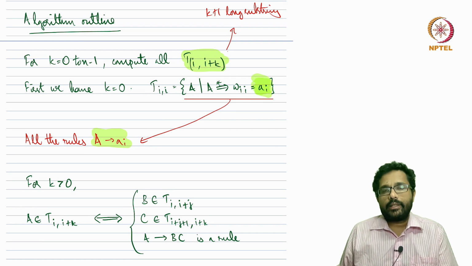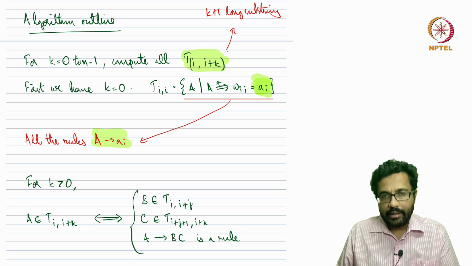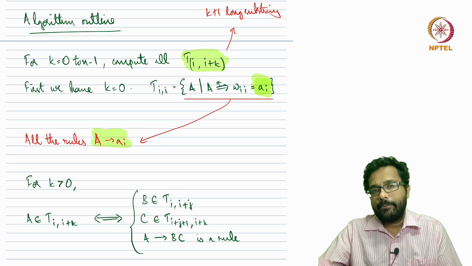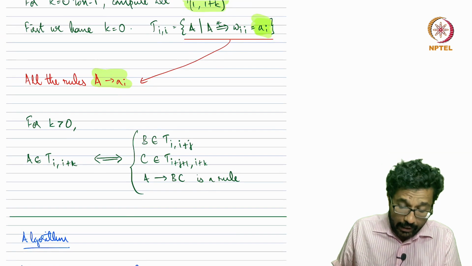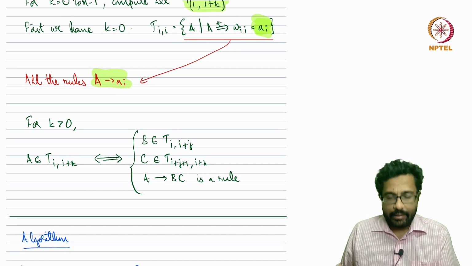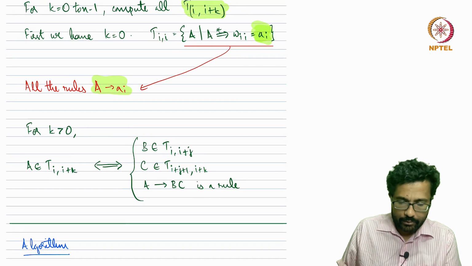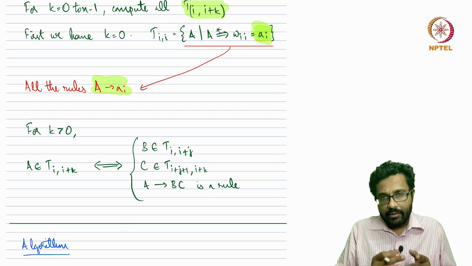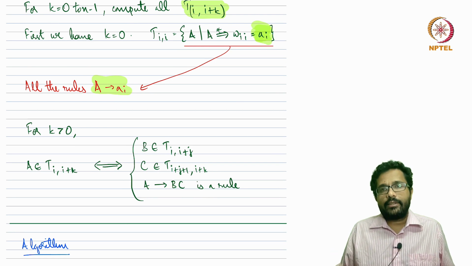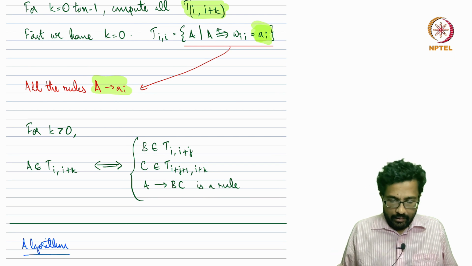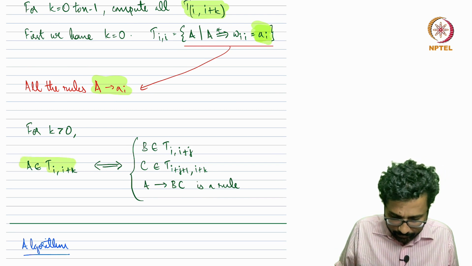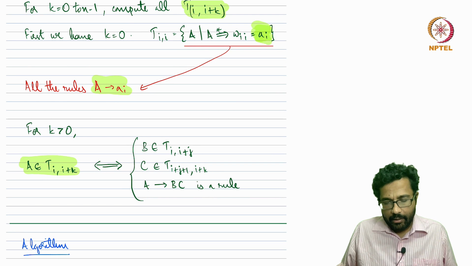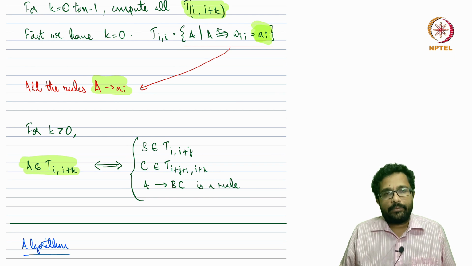We just look at the rules and see if there is a rule such that a particular variable directly gives that symbol. For k greater than 0, it becomes more interesting. This is when k equals 0, which means length 1, so k greater than 0 means length 2 and higher. So when is a certain variable A part of the set Ti, i plus k?